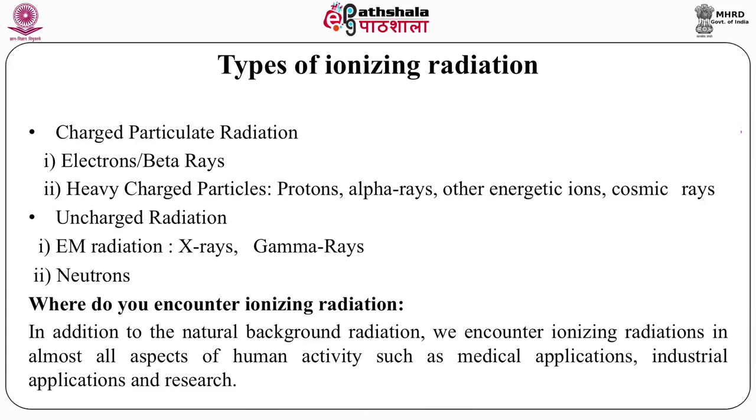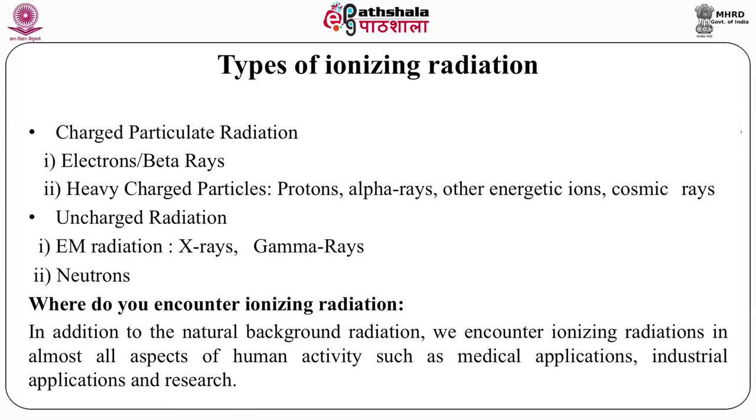What are the types of radiation we are talking about, whose detection we would be talking about? Ionizing radiation can be broadly classified into two forms. One is charged particulate radiation, for example electrons, beta rays, or heavy charged particles like protons, alpha rays, other energetic ions, cosmic rays. And another category is uncharged radiation, for example electromagnetic radiation like X-rays, gamma rays, or neutrons.